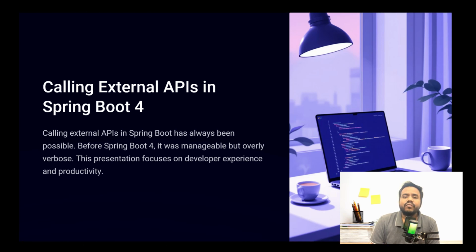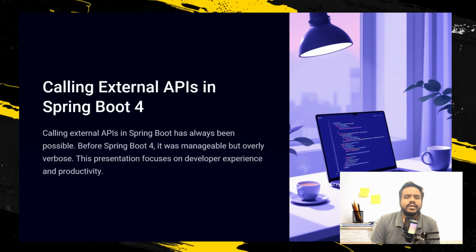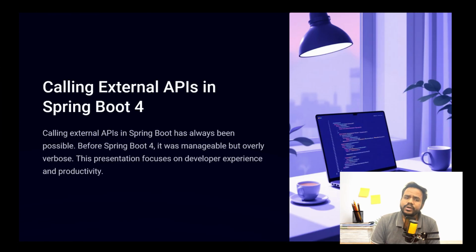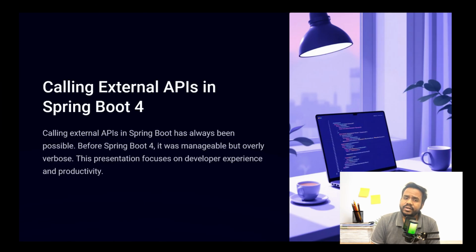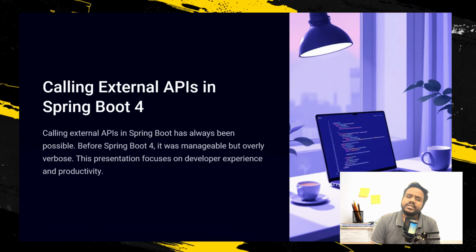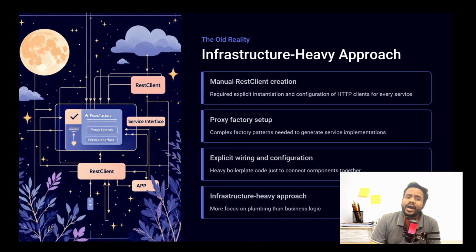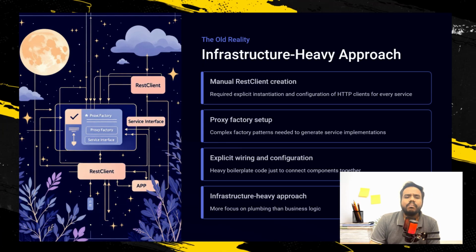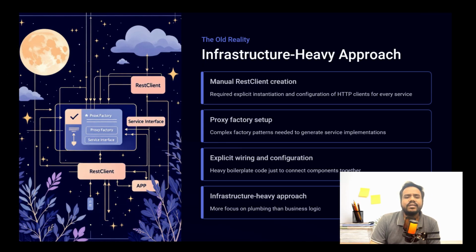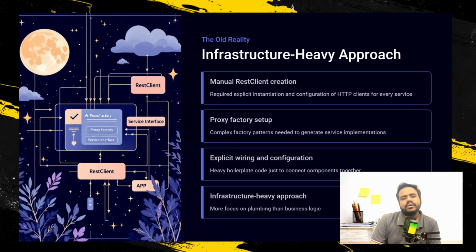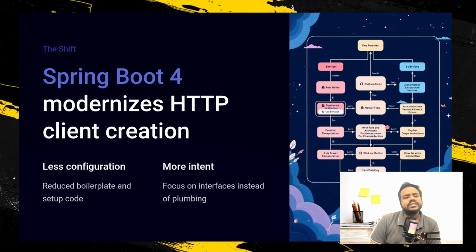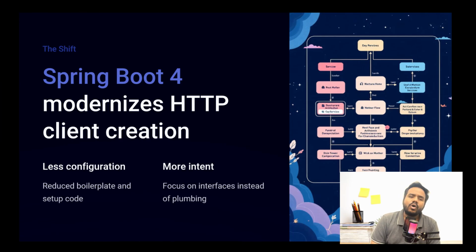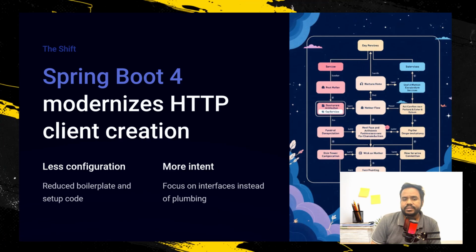If you have worked with Spring Boot 3 or its earlier version, you already know that calling an external service wasn't that difficult, but it was tedious. You had to create a REST client, build a proxy factory, and then wire everything together manually. Spring Boot 4 has significantly simplified the way we can call external HTTP APIs.